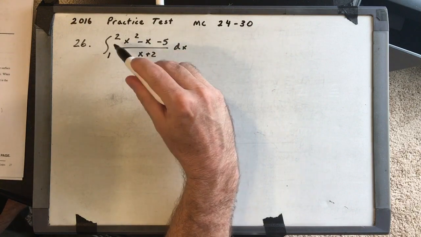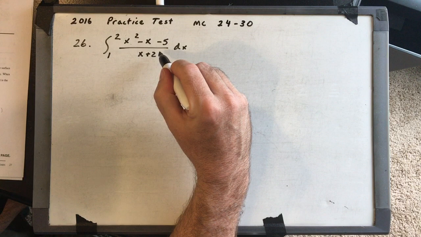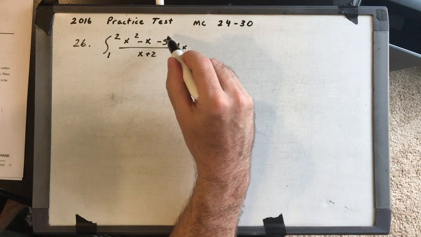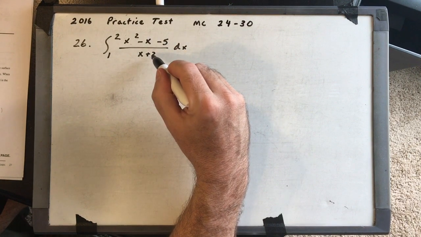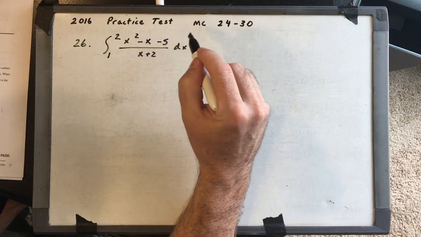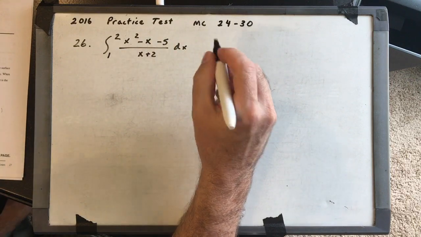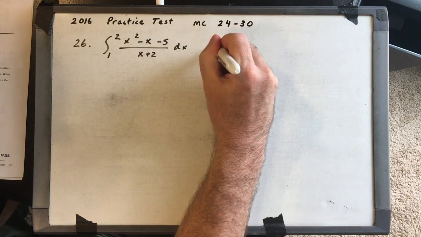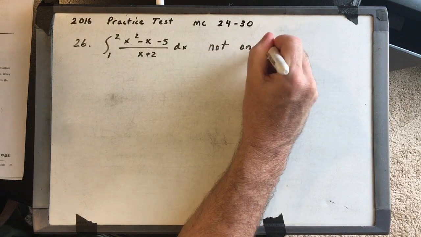Yes, you might have to evaluate an integral, but I don't think substitution would work here. You literally have to divide x plus 2 into the top here. And we could go through how to do that, but I just think it's a waste of time. So I'm going to say not on the 2020 test.